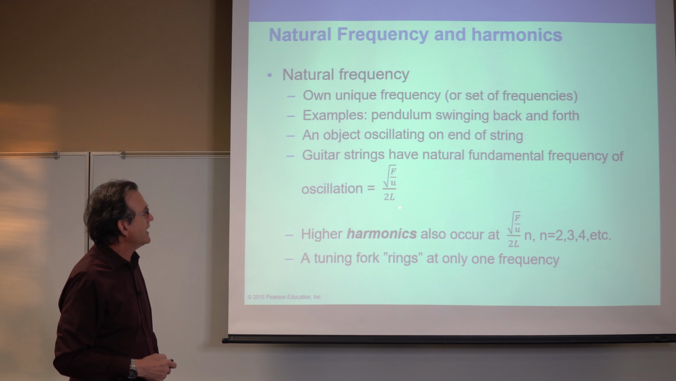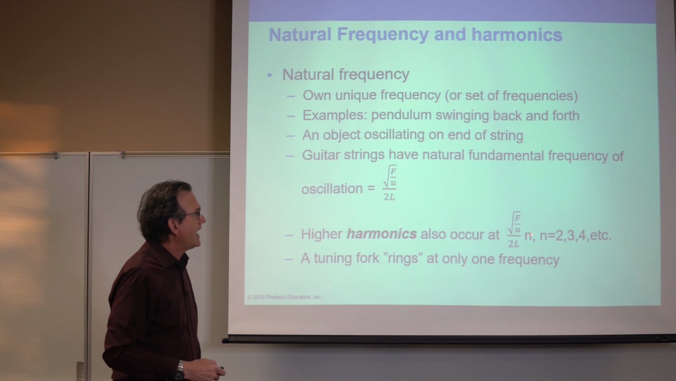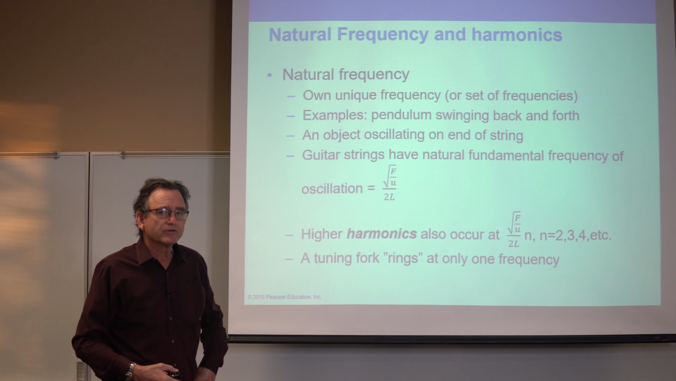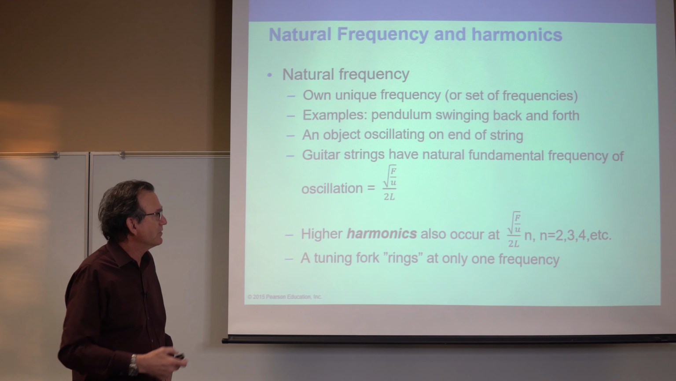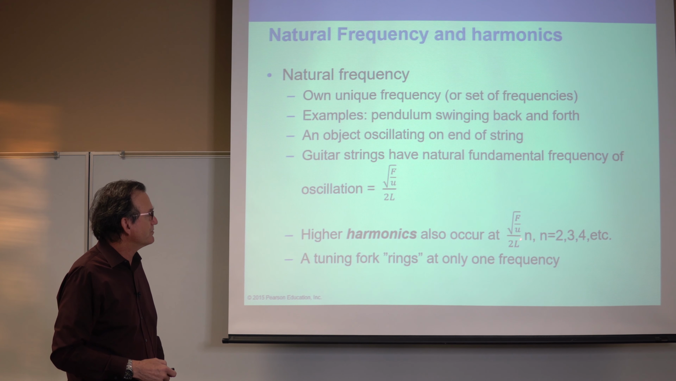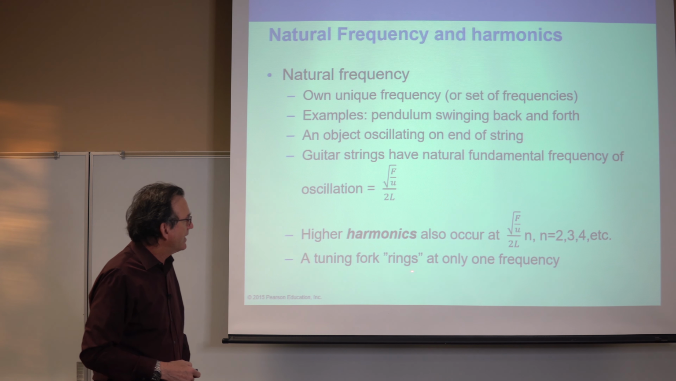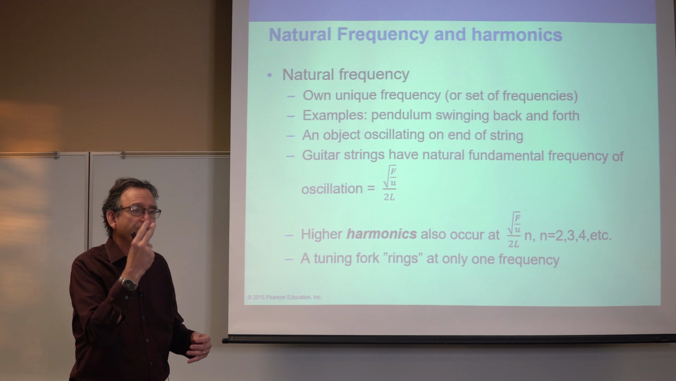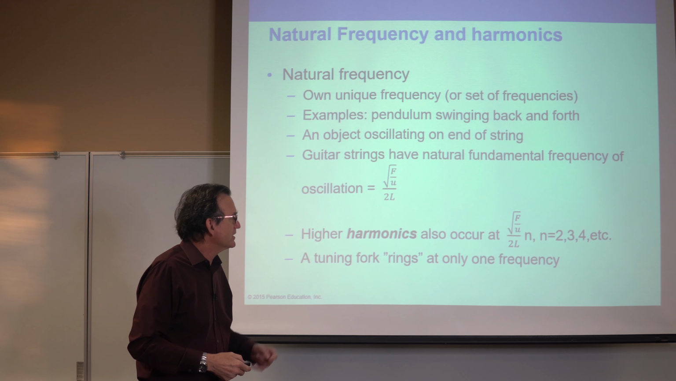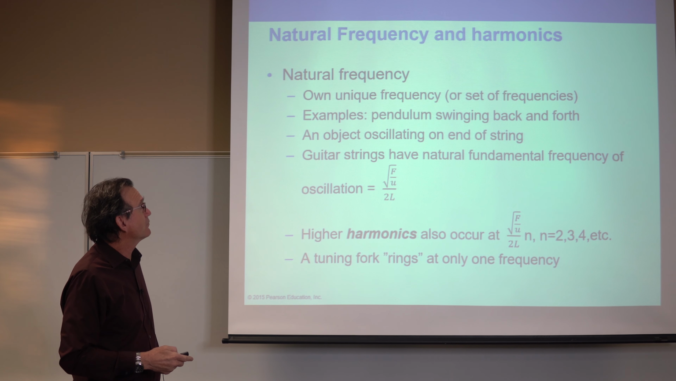The higher harmonics can occur for strings with some frequency that's an integer multiple of the fundamental. So if a string has a natural frequency of 500 hertz, then that string will also produce frequencies at 1,000 hertz, 1,500 hertz, 2,000 hertz, 2,500 hertz. Any multiple of 500 hertz will also be produced by the string. Whereas a tuning fork, for example, only has a natural frequency at one value. They don't have multiples. There is only one natural frequency.